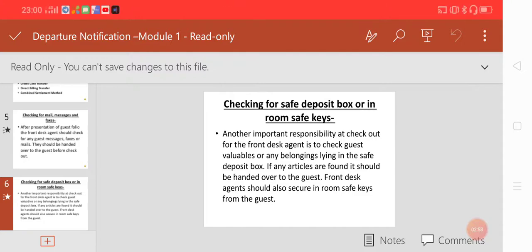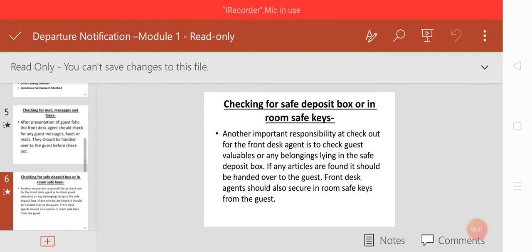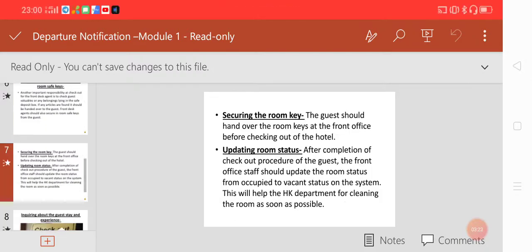safe key. Another important responsibility at the checkout for the front desk agent is to check for guest valuables or any belongings lying in the safe deposit box. If any articles are found, they should be handed over to the guest. The front office agent should also secure the in-room safe key from the guest. Now, let us move to the next slide, that is securing the room key.